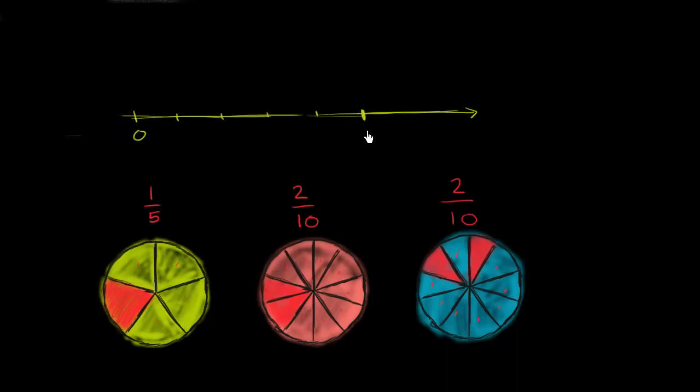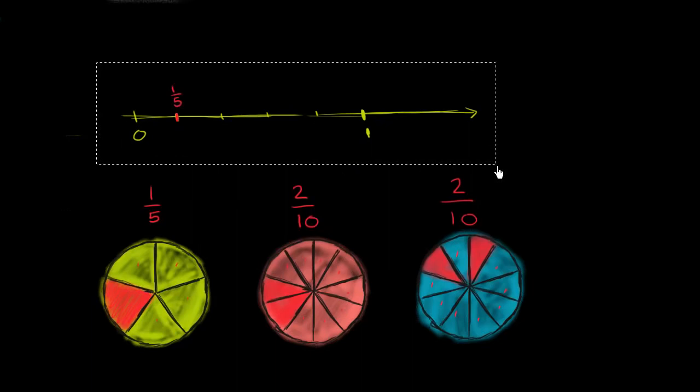And then that gets us to 1. So this right over here, 1/5, that would be 1 out of the 5 equal sections. So that would get us right over there. So this would be 1/5.